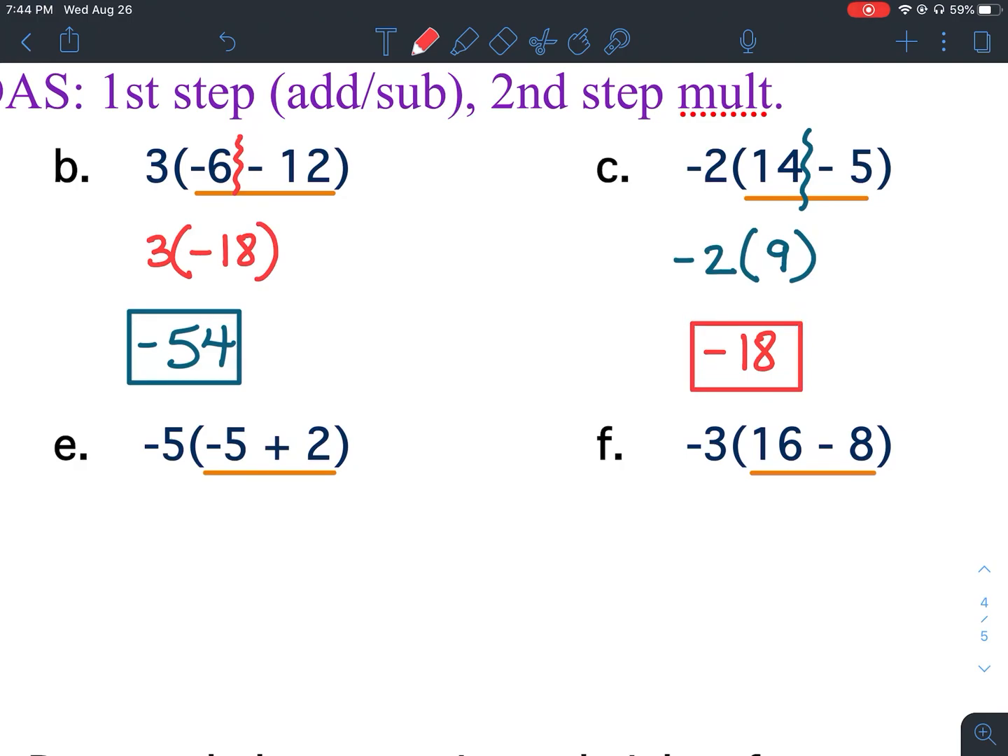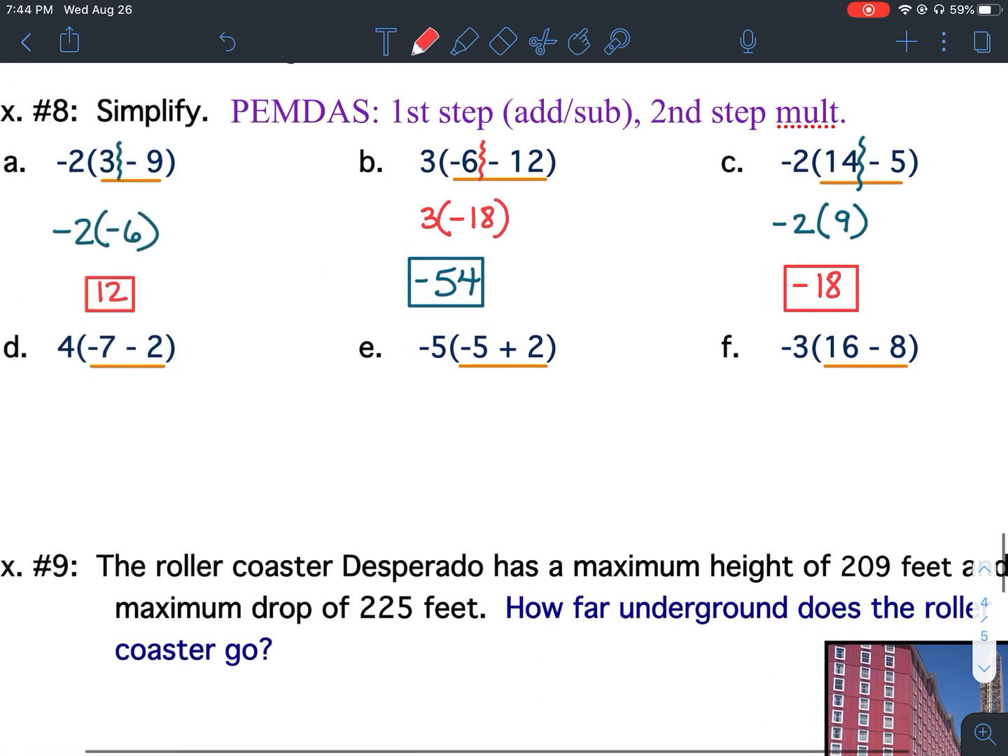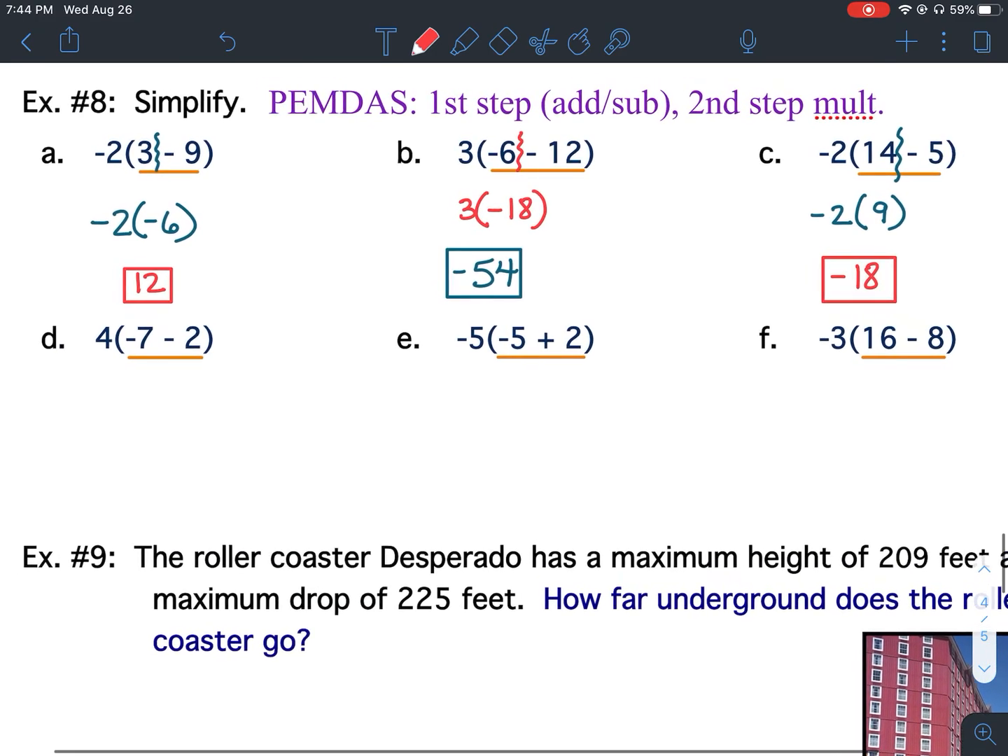All right, go ahead, pause your video, and answer questions D, E, and F on your own, just like I did A, B, and C. After you're done, unpause the video to check your answers.